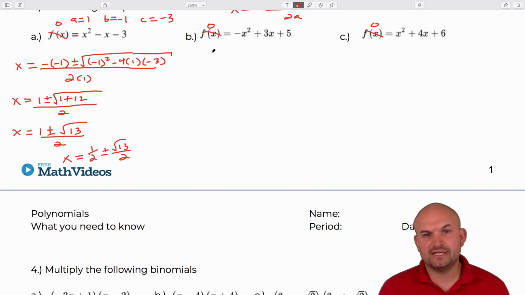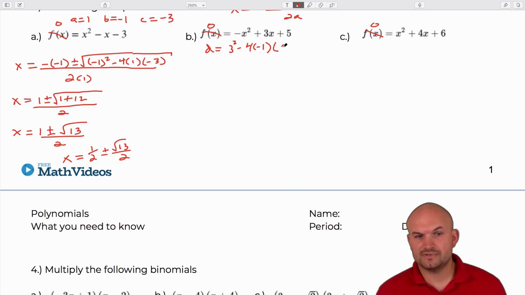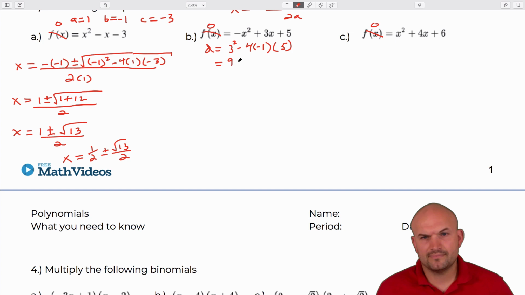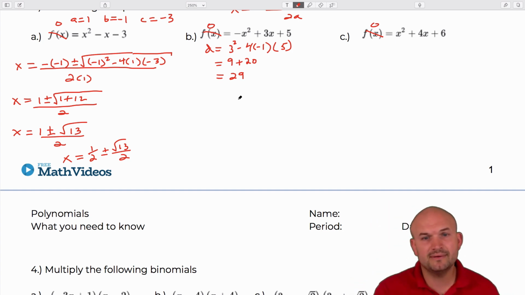So I'm just going to do the discriminant here, which is going to be b squared minus 4 times a times c, which is 5. So therefore, we get 9 plus 20, yep, 29. Okay, so that's going to be my 29. And again, remember, that's what is under the radical.